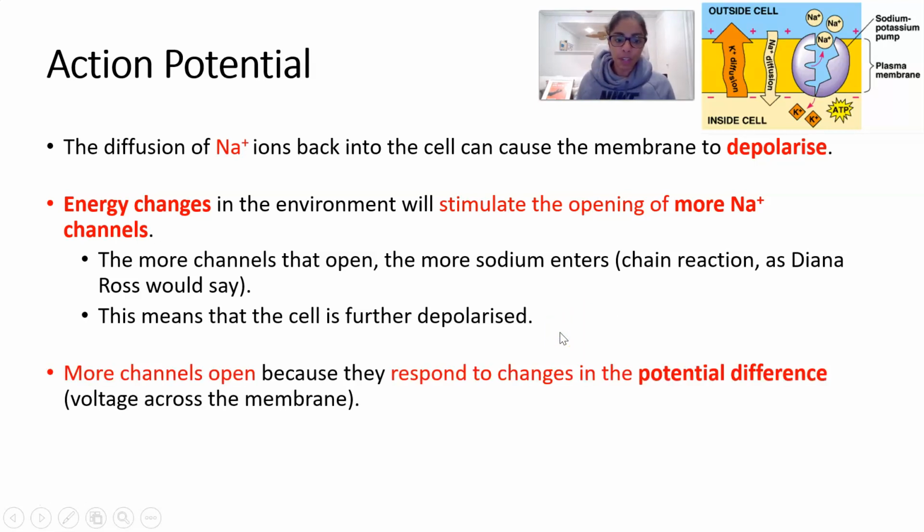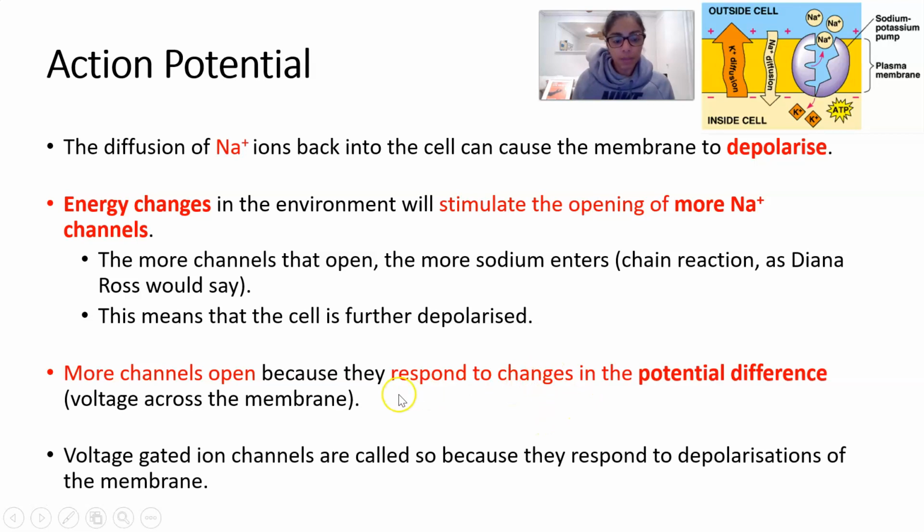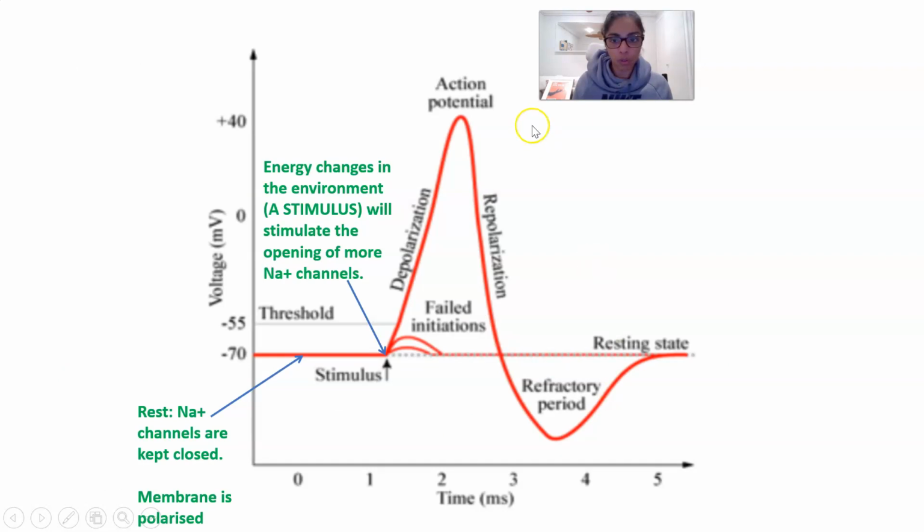This means that the cell becomes further depolarized, and as a result of that, there is a change in the potential difference. So we no longer have this clear separation between positive outside and negative inside. Because we have this sodium channel opening happening, the voltage-gated ion channels will also respond, and they will open also.